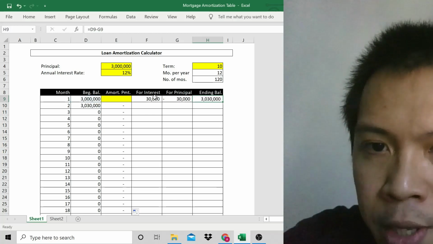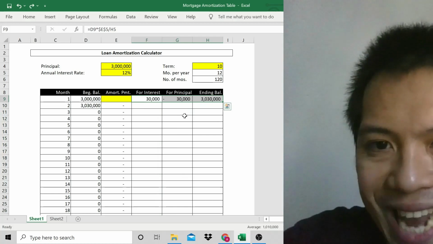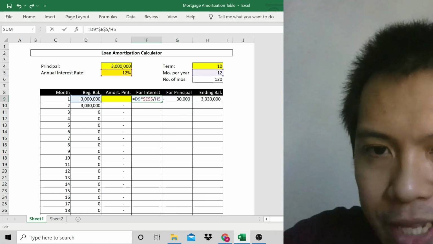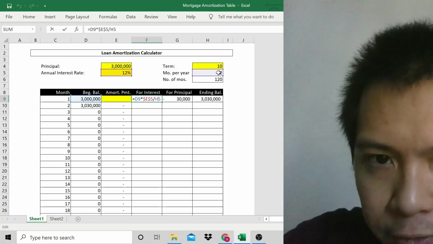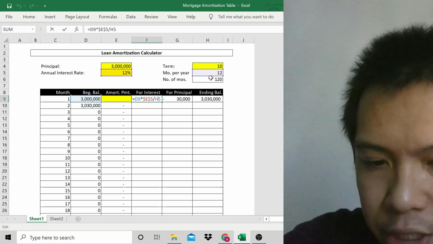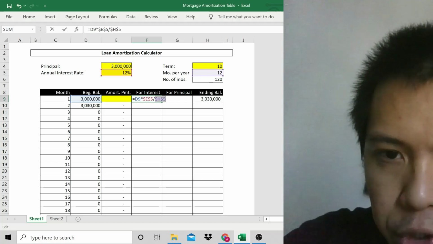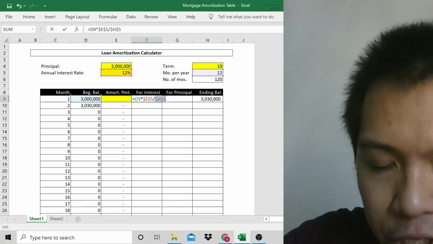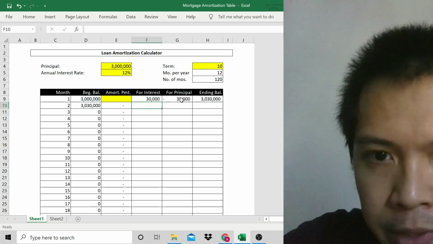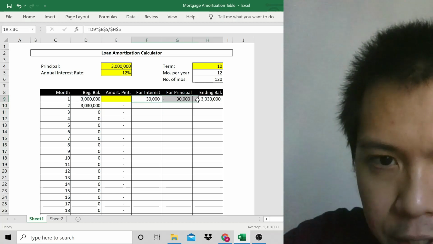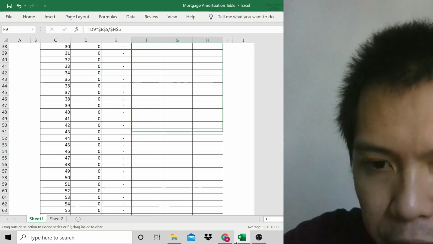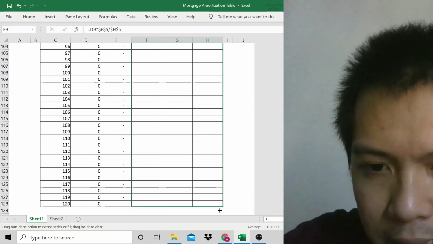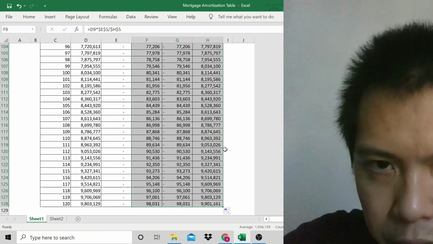Okay, before we go to the last three payments, I forgot to make sure that H5 will not shift. So this is F4. Make sure that you would have $H$5, so that the cells wouldn't shift. So for the last three columns, what we will basically do is we're going to use the same for the rest of the table. And there you go.